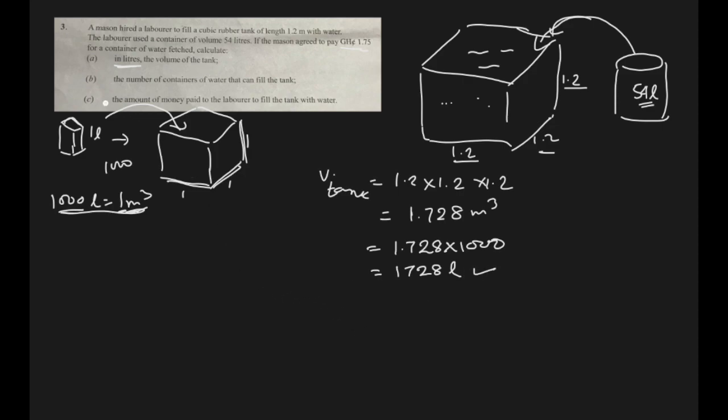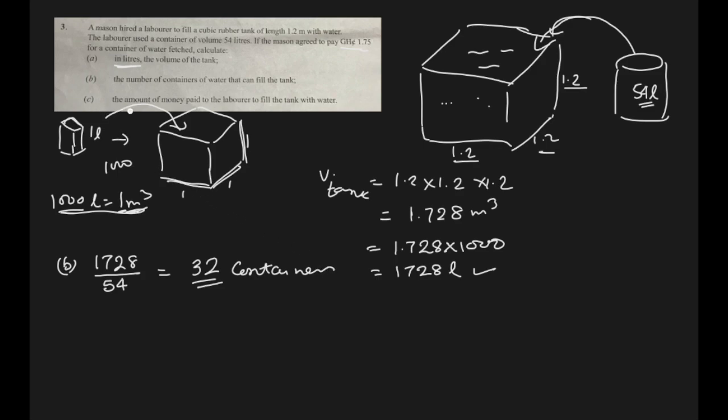What about the B part? The number of containers of the water that will fill this tank. So now B part, this is the total volume we need to fill, and each container is 54 liters. So we'll divide by 54. That will tell us how many containers will fill this one. So this will be 1728 divided by 54, which is 32 containers. The number of containers of water that can fill the tank is 32 containers.